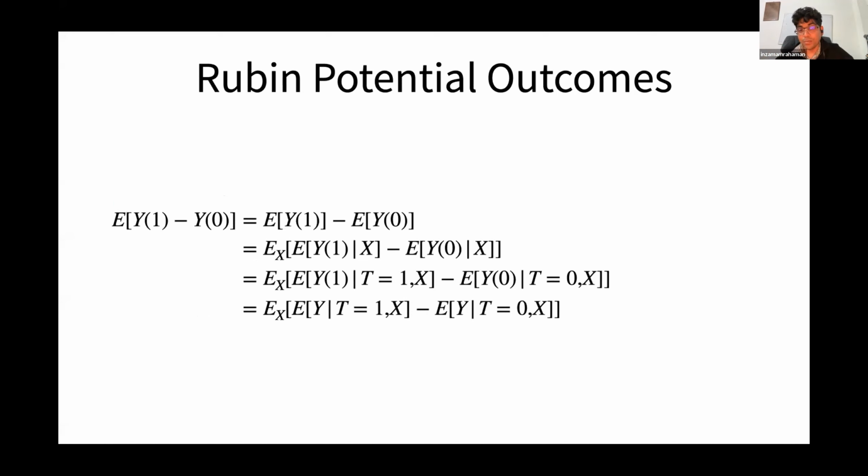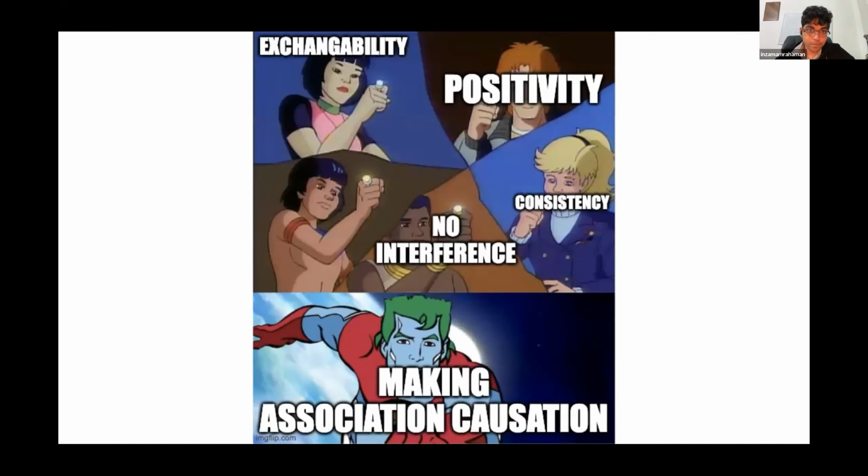You can see how this is pretty much an associational difference with expectation, conditioned on the covariate, right? So in a sense, we've taken this causal quantity, and we see that if we can introduce these assumptions, or engineer circumstances such that these assumptions hold, we can then just apply the associational difference to compute this causal quantity. Right. So when all the assumptions come together, with all their powers combined, you get the ability to make association causation.